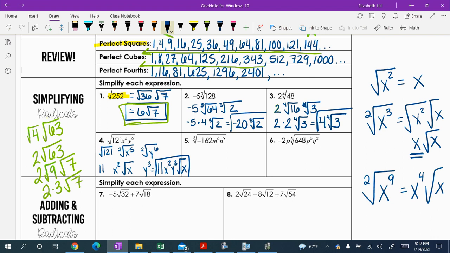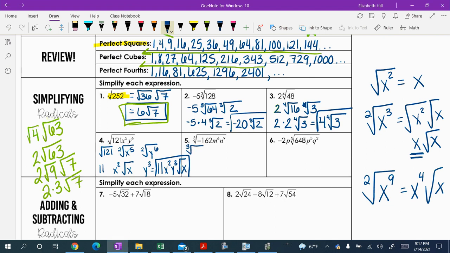Now, when you're taking square roots, fourth roots, any even nth root, you do have to be careful because at this point we are not working with negatives. However, you can take an odd nth root of a negative number and be okay. The cubed root of negative 162, for example.